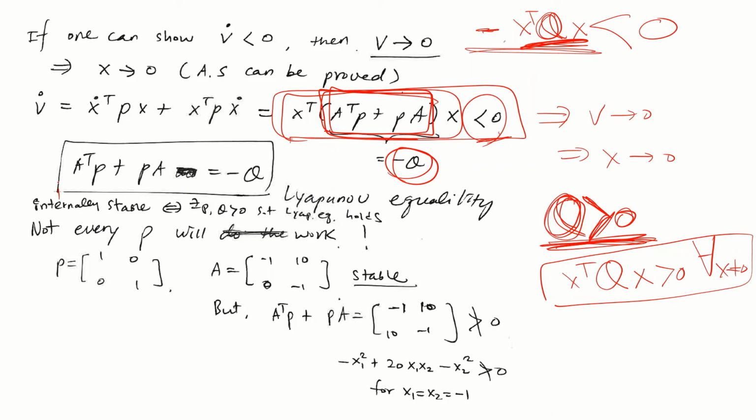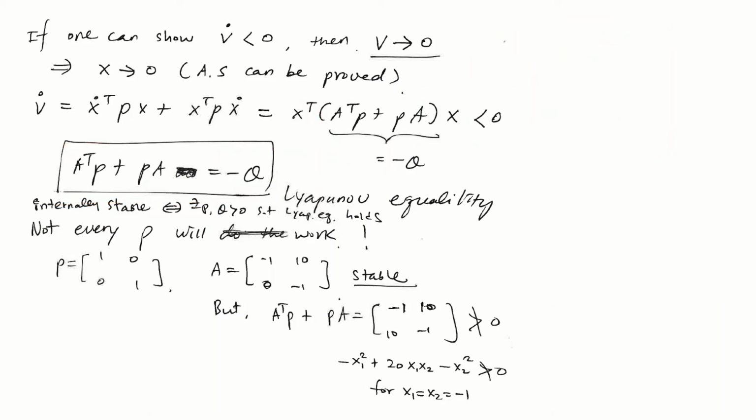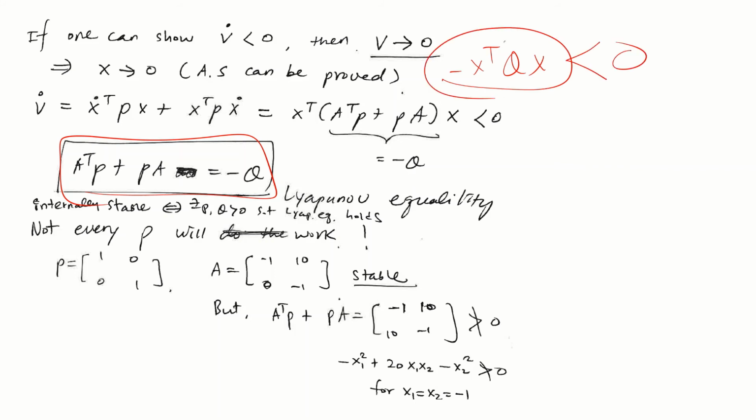So if A transpose P plus PA equals minus Q, where P and Q are positive definite, and if this equation is satisfied, then this will be x transpose Q x with a negative sign, and this is always negative. So V dot will be negative, and so V goes to 0 and x goes to 0. This is a critical condition for a given system to be asymptotically internally stable.